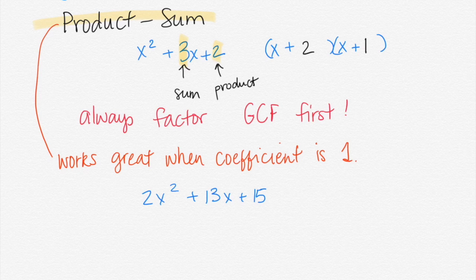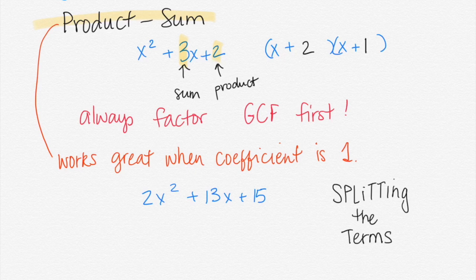But what if we had a trinomial like this? What if we had 2x squared plus 13x plus 15? Then the product sum method doesn't work so well for this. You could guess and check, but that would take you a really long time, and so I don't usually recommend guess and check. I don't use it.